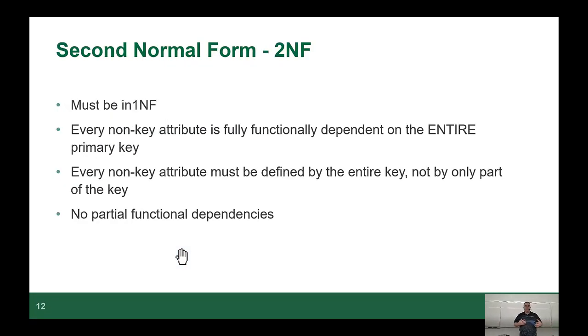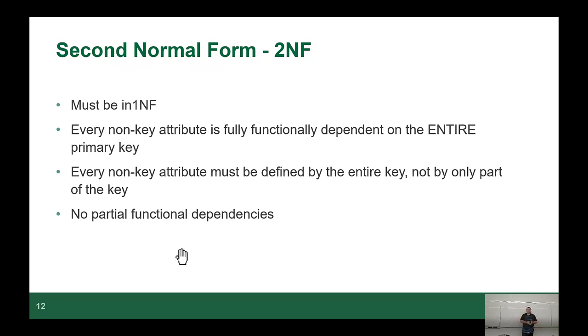So for a table to be in second normal form, it must first be in first normal form. You cannot skip a normal form. To be in second normal form, you must be in first normal form. Just like you can't become a Super Saiyan unless you're a Saiyan first. It's just how it works.